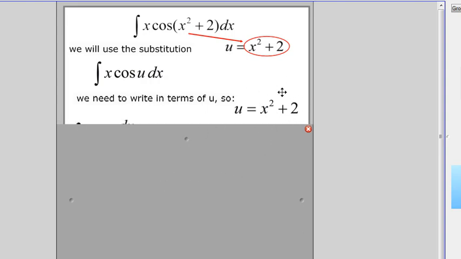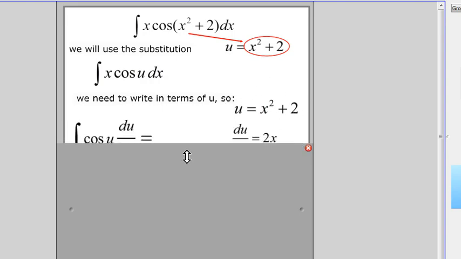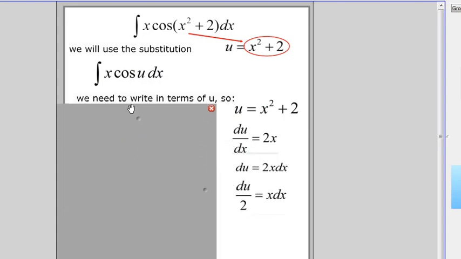So we are going to find the derivative of u on this side. The derivative of u will be 2x plus 0, correct? So we can find du by multiplying by dx both sides. And we can find x dx by doing du divided by 2.